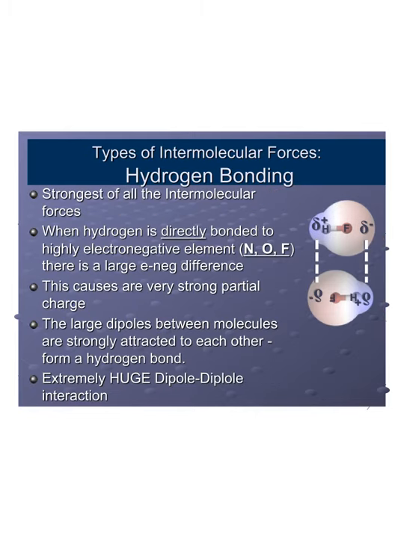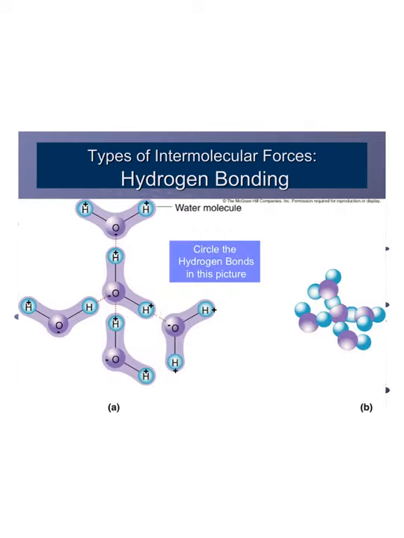As I've said, hydrogen bonds are the strongest of all the intermolecular forces. We're only going to see hydrogen bonding when hydrogen is directly bonded to nitrogen, oxygen, or fluorine, and we have that huge electronegativity difference, because remember, fluorine is the most electronegative atom, and these atoms are all up there in that corner of the periodic table. So it's going to create an extreme dipole, and those extreme dipoles are going to be attracted to the opposite charge of another molecule of that type. And those are what we call hydrogen bonds.